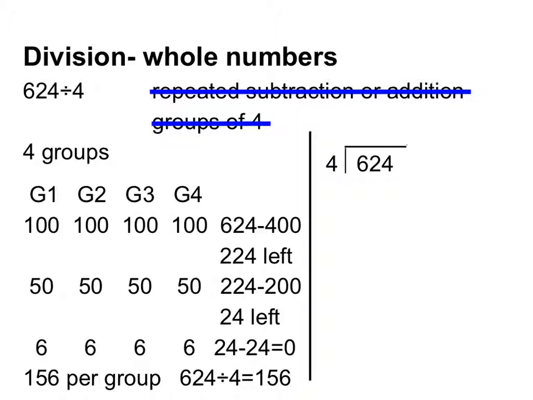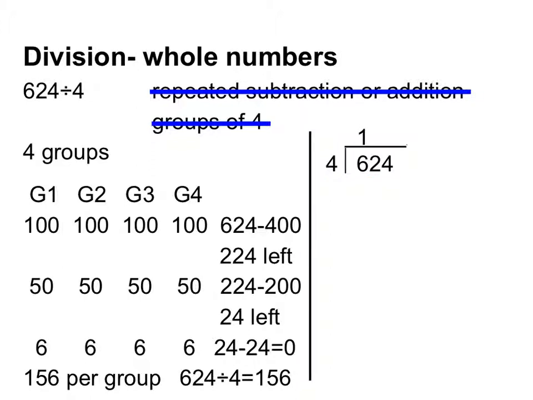So here's 624 inside the house, and the 4 is outside the house. And then we start to walk our way through this. So we look up the 4, and we look at the 6, and we say, all right, well, here's 4 and here's 6. Well, 4 goes into 6 one time. So I put that 1 up top.